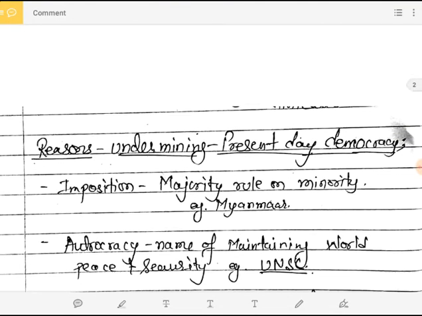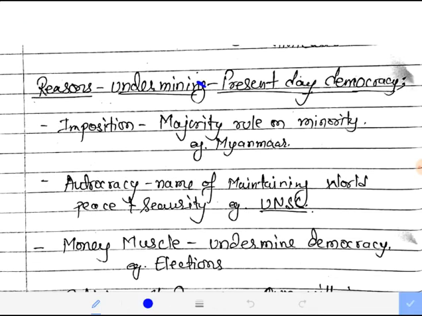Now let's see the next part of this answer. What are the reasons which are undermining present day democracy? The first reason you can put forth here is imposition of majority rule on the minority, and you can give the Myanmar example also, right? Because in Myanmar there is ethnic cleansing. Why? Because a few of the Buddhist monks are saying that these are terrorists and all. It is quite open to the whole world that ethnic cleansing is happening, but the Myanmar government is just saying that these are terrorists, that's why we are removing them, right?